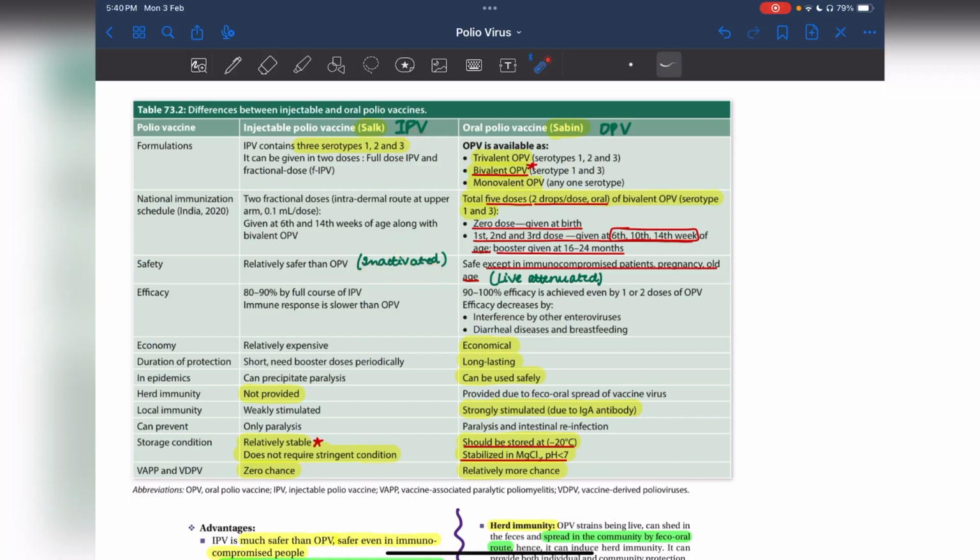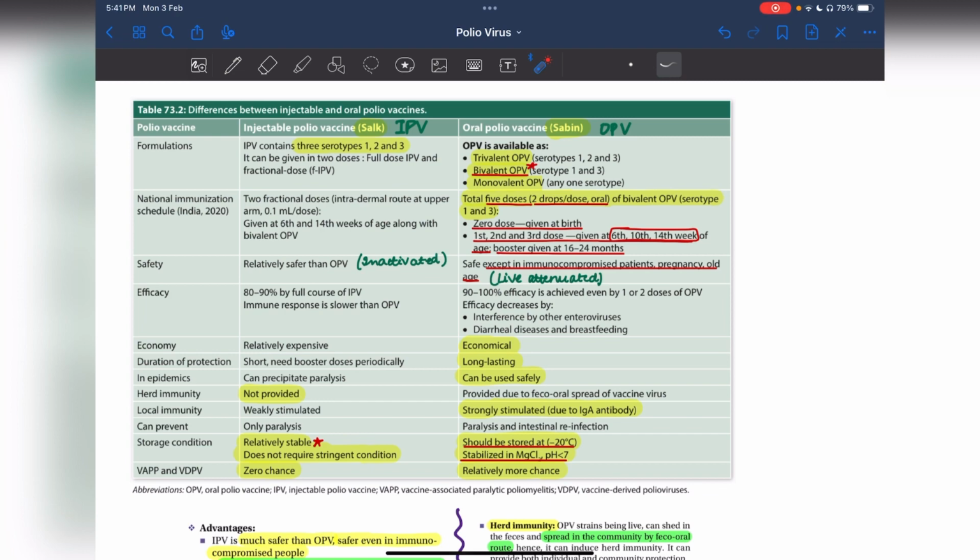IPV contains all three serotypes 1, 2, and 3, and it is given as a full dose IPV or a fractional dose IPV. Full dose means giving the whole dose, fractional means giving a part of the dose. OPV can be given in three forms: trivalent OPV, in which serotypes 1, 2, and 3 are included; bivalent OPV, in which serotypes 1 and 3 are included, because serotype 2 was the earliest to be eradicated in 1999; and monovalent OPV, which will contain only one serotype.